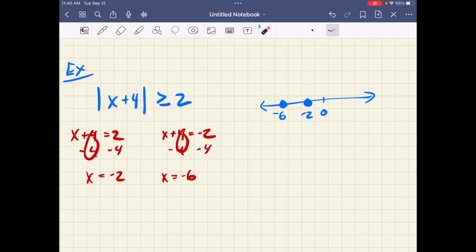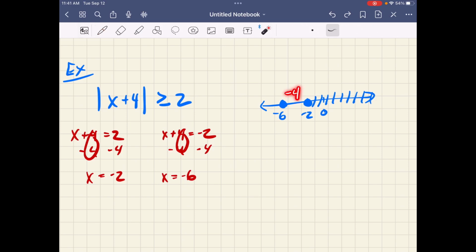I'm going to choose to plug in a 0 because it's to the right of the negative 2. So I have 0 plus 4. So 0 plus 4 is 4. So I have absolute value of 4 greater than or equal to 2. Absolute value of 4 is 4, so I have 4 is greater than or equal to 2. I know that is a true statement, so that means I do want to include points to the right of that negative 2.